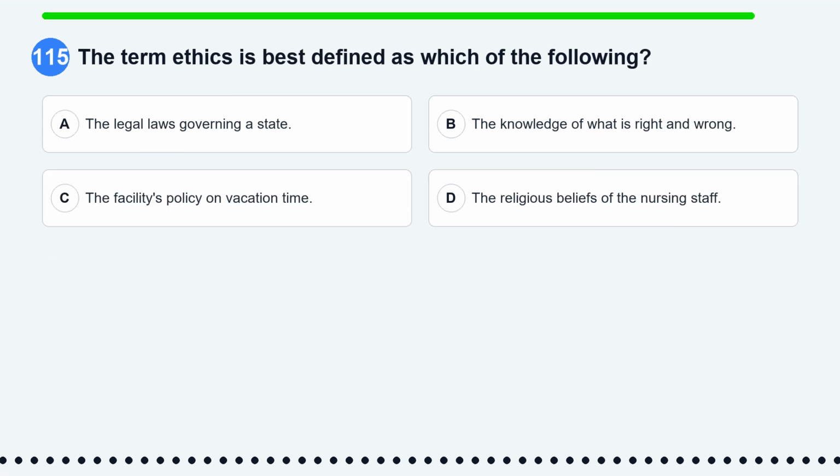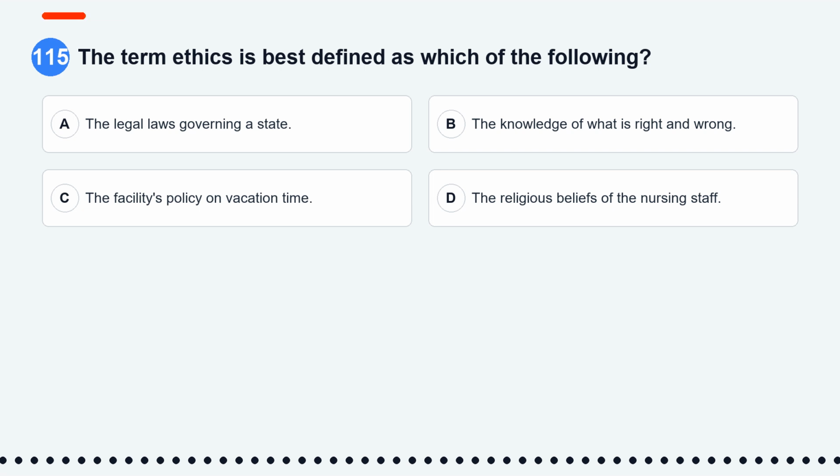Question 115. The term ethics is best defined as which of the following? Option A, the legal laws governing a state. Option B, the knowledge of what is right and wrong. Option C, the facility's policy on vacation time. Option D, the religious beliefs of the nursing staff.